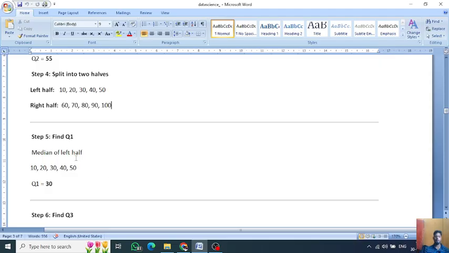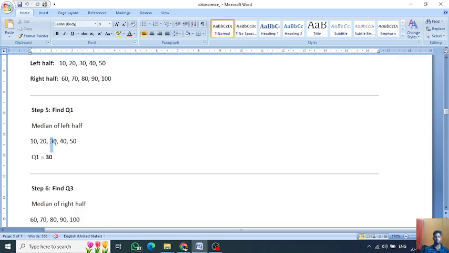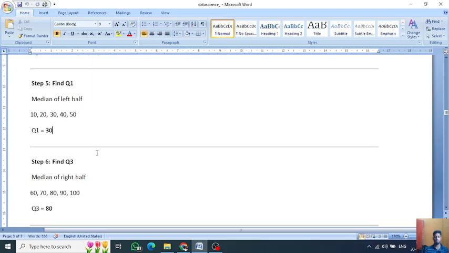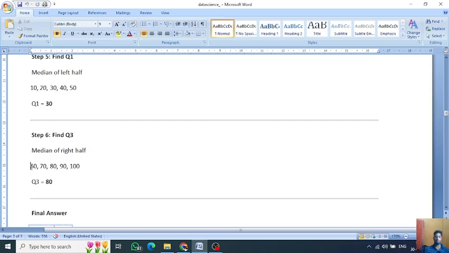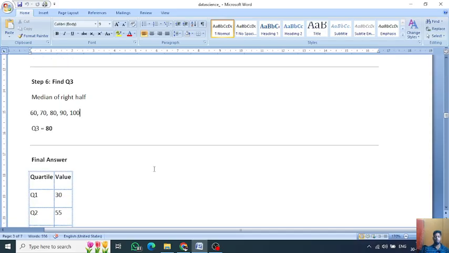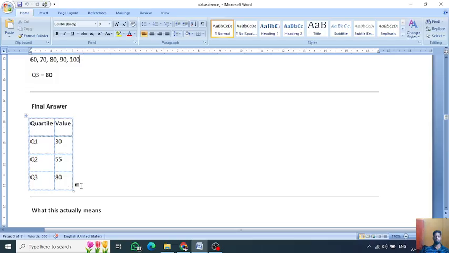On the left-hand side, again take the median. That is 30. That means 30 is the point of Q1. The rest is part of Q2. Now find Q3. On the right side, take the median, same process. So that is the Q3 point. The remaining is Q4. That's all. I hope you all got the answer. These are the actual quartiles.